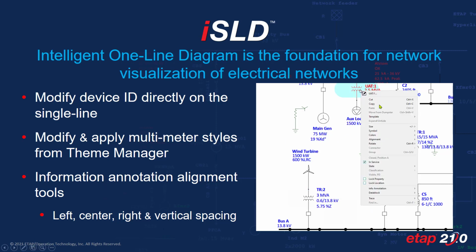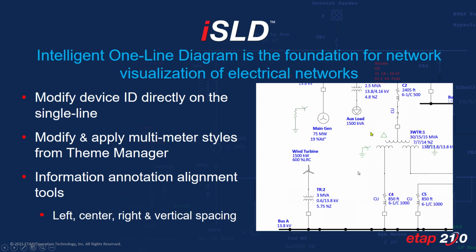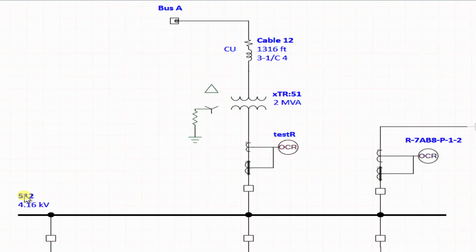And the information, if it's misaligned, you have easy alignment tools from the right-click menu that allow you to clean up the model and align any set of information center, left, right, and vertically spaced so that you can efficiently and quickly clean up the annotations on your one-line diagram.